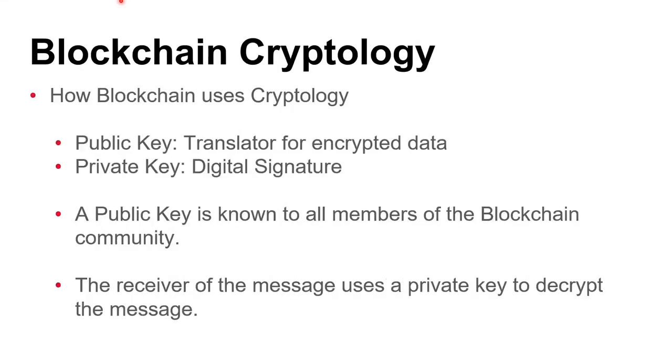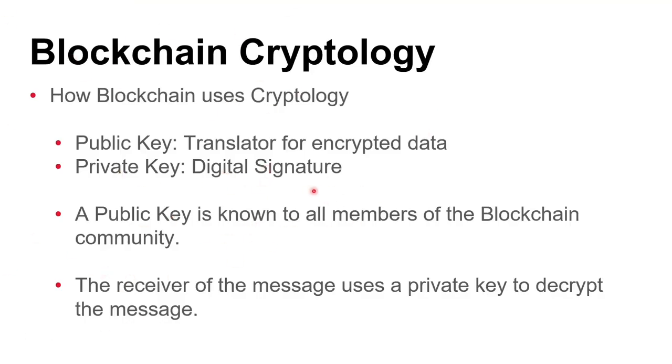So we had an introduction to this a little earlier. A public key is like our address. Everybody knows our public key. Our public key can be a translator of encrypted data. If we send a message to someone else, they can translate that encryption. The public key is known to all members of the blockchain.